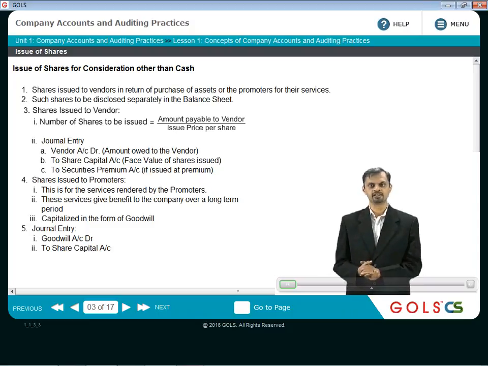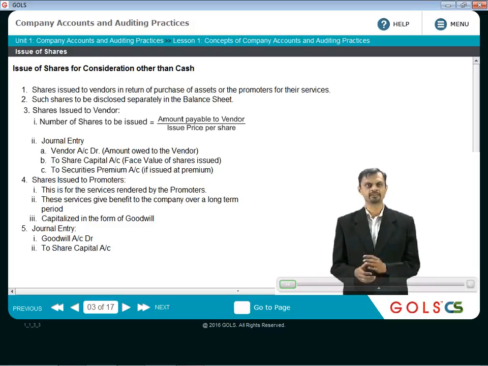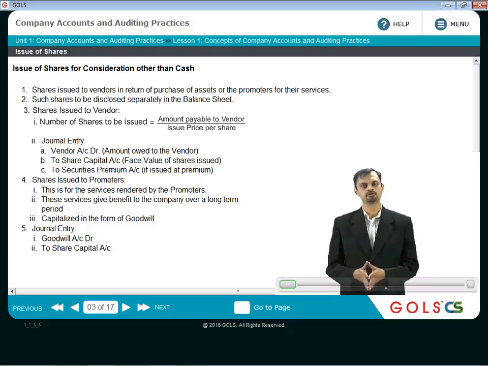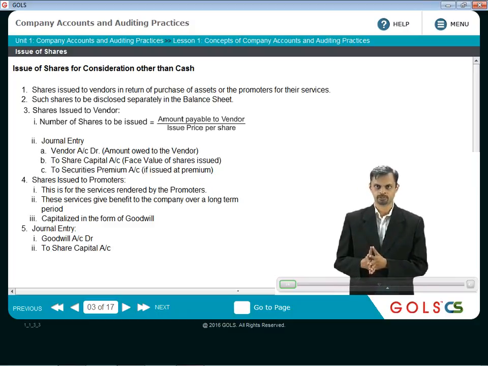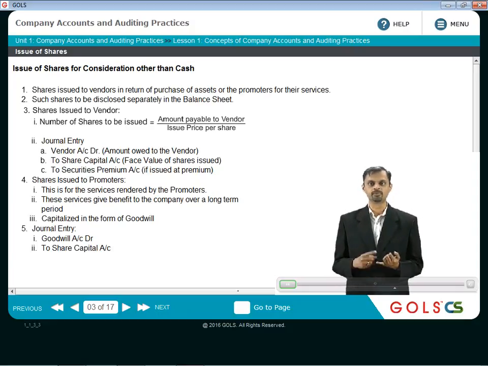Now what is the journal entry? Simple, when the machinery is purchased, you will pass the first entry, machinery account debit to vendor's account, and then to that vendor the shares will be issued. So vendor's account will be closed to share capital and to securities premium, if at all the shares are issued at premium. So how do we calculate the number of shares to be issued? Please once again note down the formula: amount payable to the vendor divided by the issue price per share.